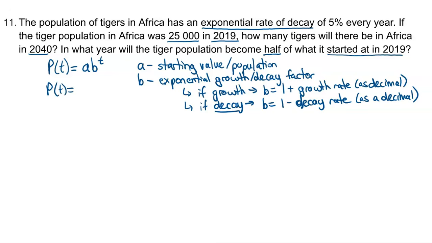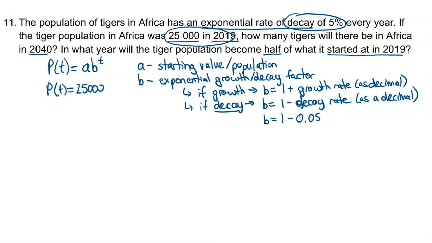in our specific case. So the population after some time is equal to 25,000. That's our starting value, 25,000. And then we're going to substitute in 0.95 for B, as I already mentioned, because of that decay rate of 5%. 1 minus 0.05.